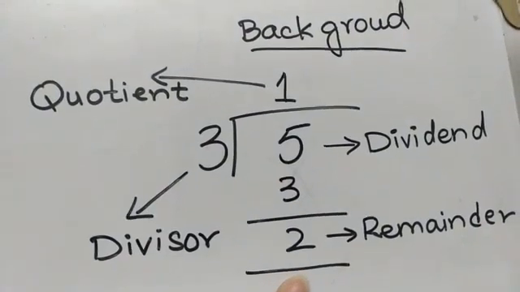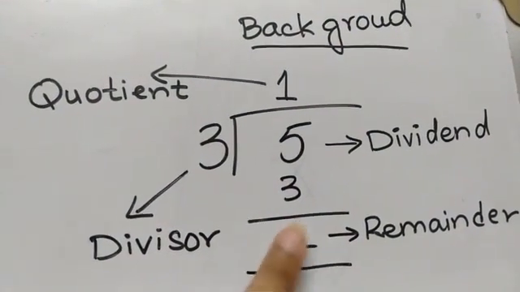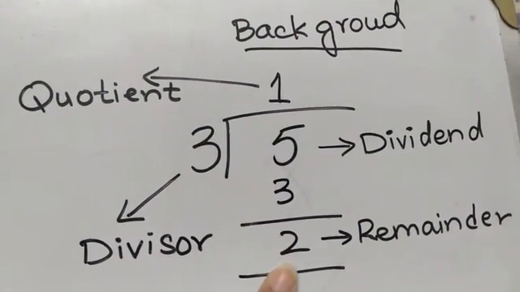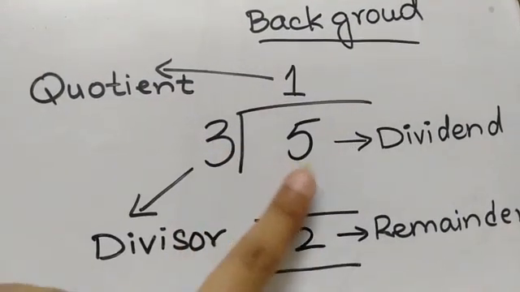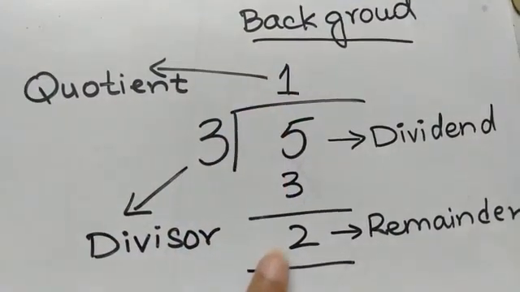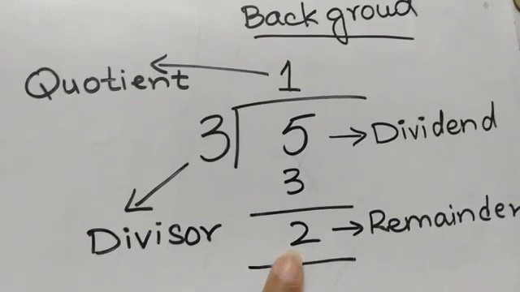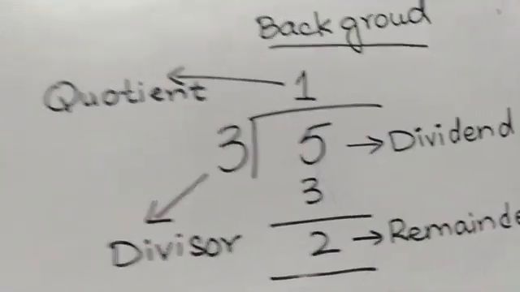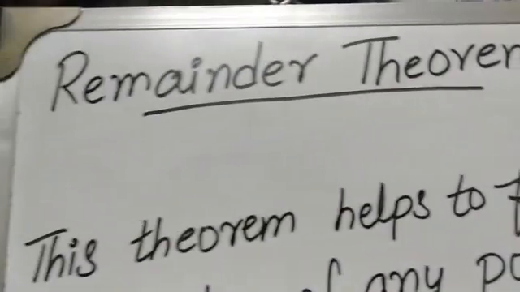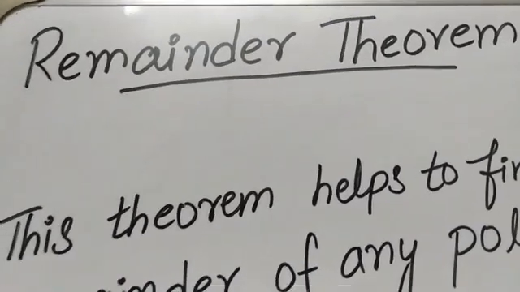So this is the background: what is the remainder? The remaining term which is left over when we divide any number by some number, and if a number is left, that term is called the remainder. So now come back to your topic, that is the remainder theorem.